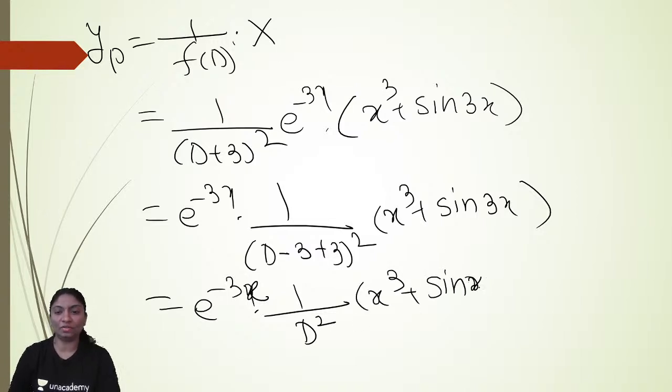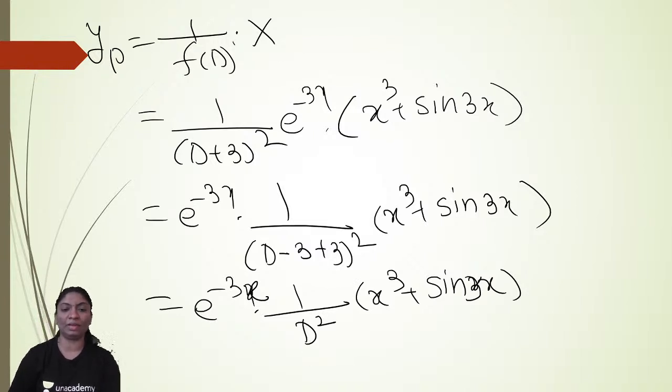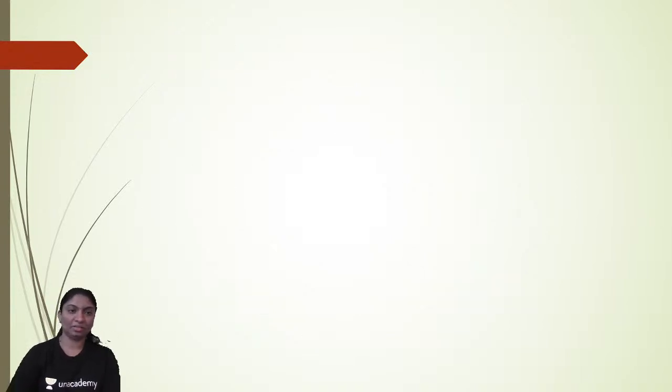Now what we will do, we will separate out this 1 upon d square, or otherwise we can take the integral 2 times. Instead of using the x raised to m rule, it's a better way to apply integration. You can use any one method, either you can integrate it or you can use rule 4 and rule 2.